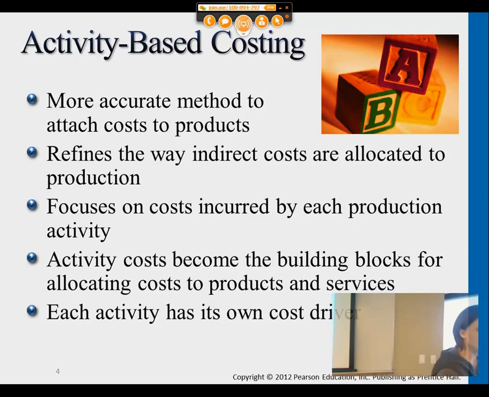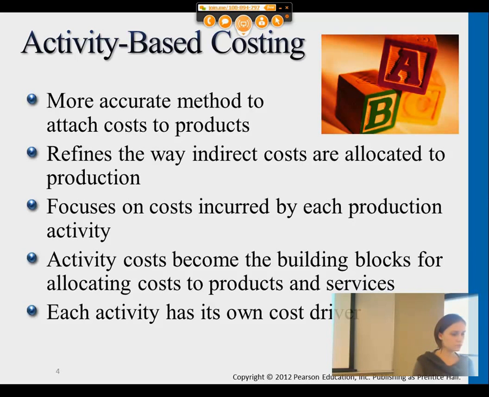So ABC costing allows us to define the way indirect costs are allocated to the production. Okay. So indirect costs, what are indirect costs for us? Those are utilities, salaries of supervisors, some plant depreciation and such. We're not talking about them right now. We're just talking about those costs that are very significant for the plant, okay? And we'll need to allocate them somehow.